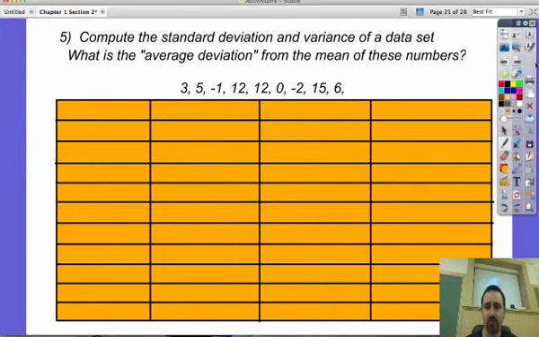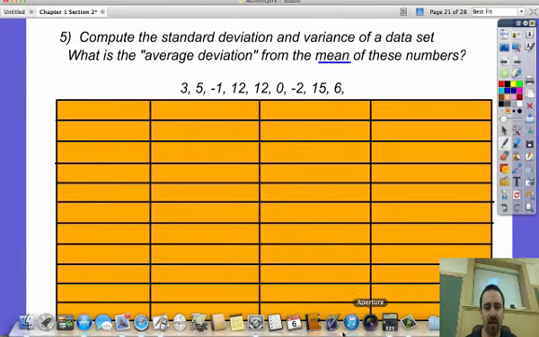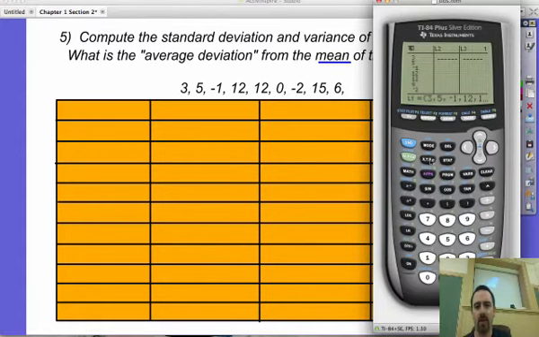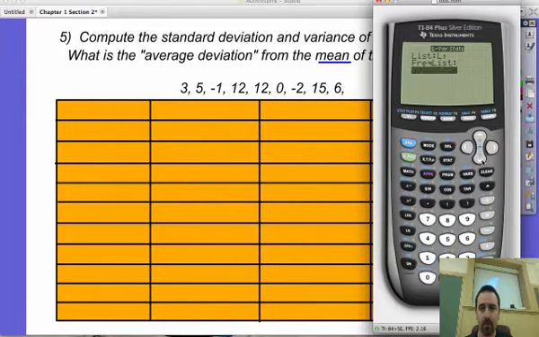So the first thing we should ask is, what is the average distance from the mean? So we first of all have to find the mean of the data. I'm going to go into my calculator: stat, edit, stat, calc, one variable statistics, and I want to choose list 1. Okay, and calculate. I get that my average is about 5.5.